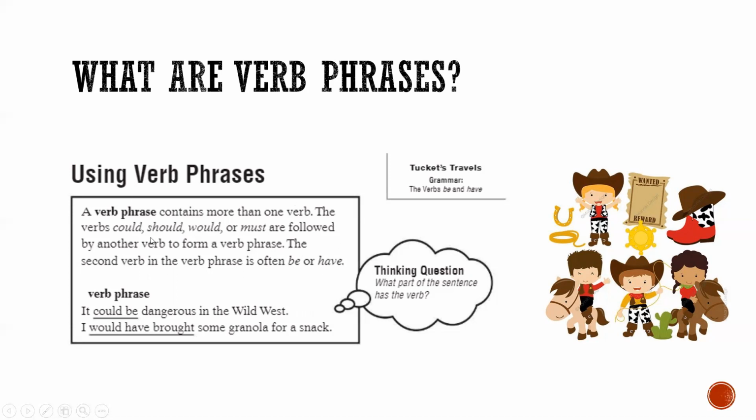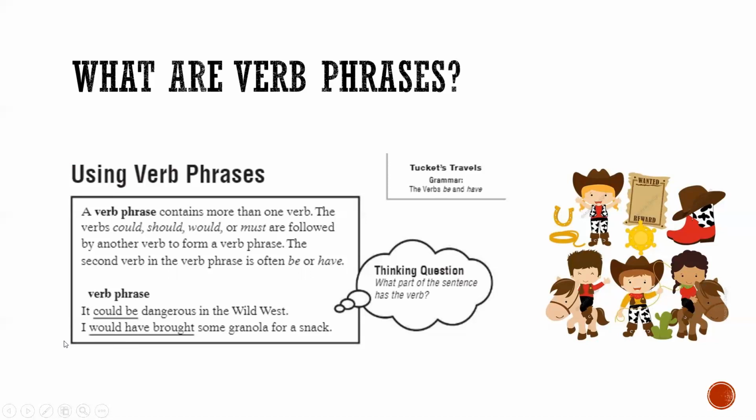Okay, so we can understand the definition better by looking at these examples. It could be dangerous in the Wild West. So you have your verb phrase could be. Why again is this a verb phrase? It's because it's composed of two verbs. You have could and be.